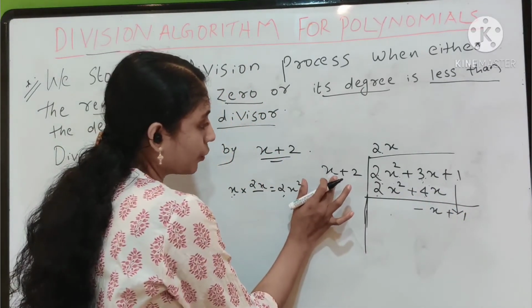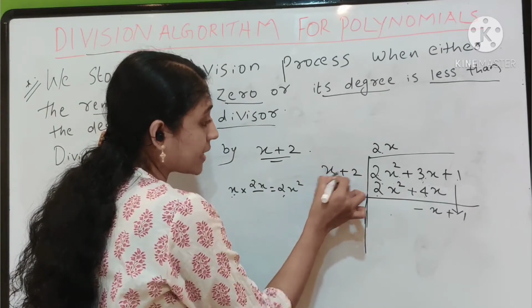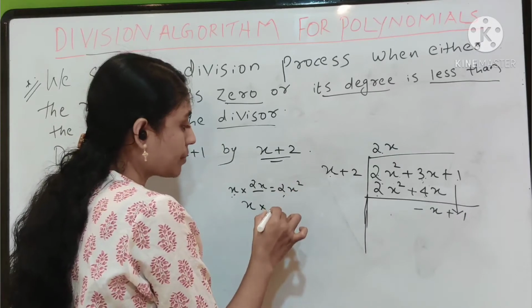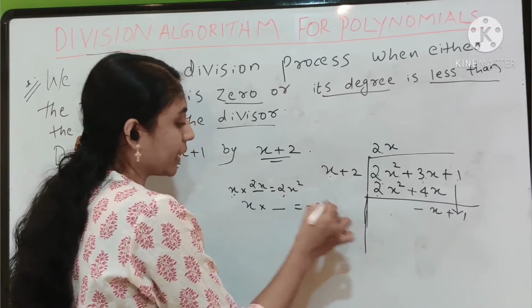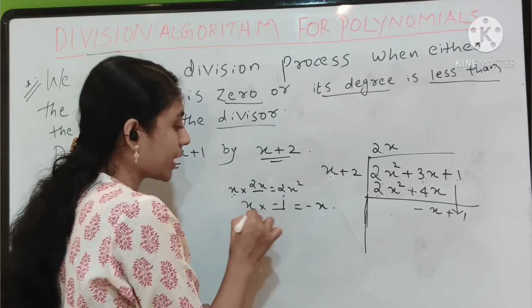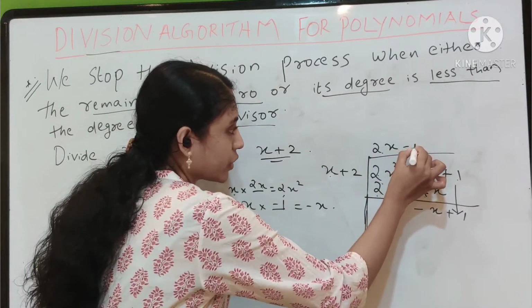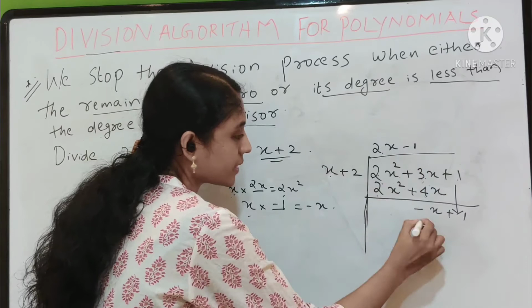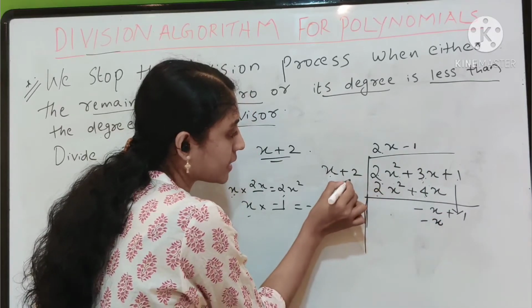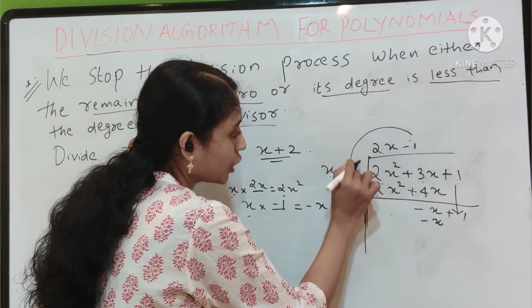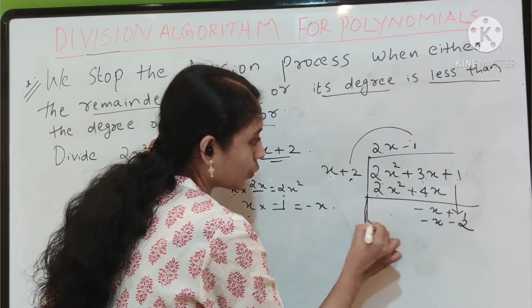Now we take x into dash is minus x. x into some term gives minus x. Which term? Minus 1. x into minus 1 is minus x. So write minus 1 here. Then the next term, plus 2 into minus 1, it is minus 2.